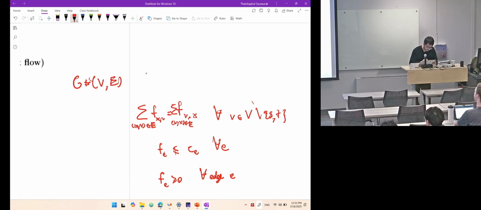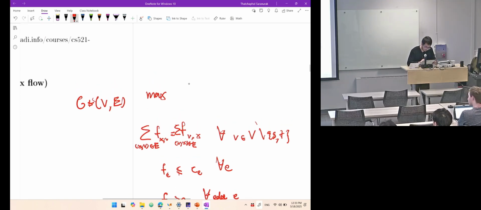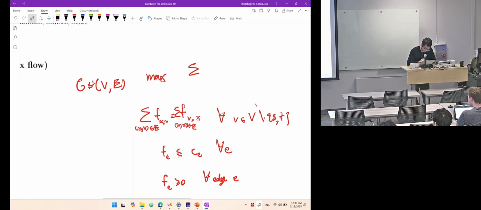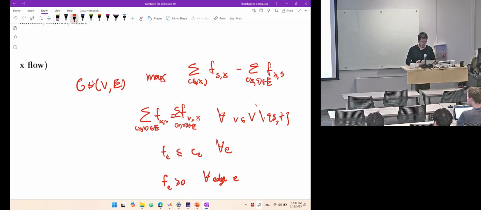And what do we want to maximize? We can set the net flow out of S, which is the sum of f over edges (s, x) minus the sum of f over edges (x, s).